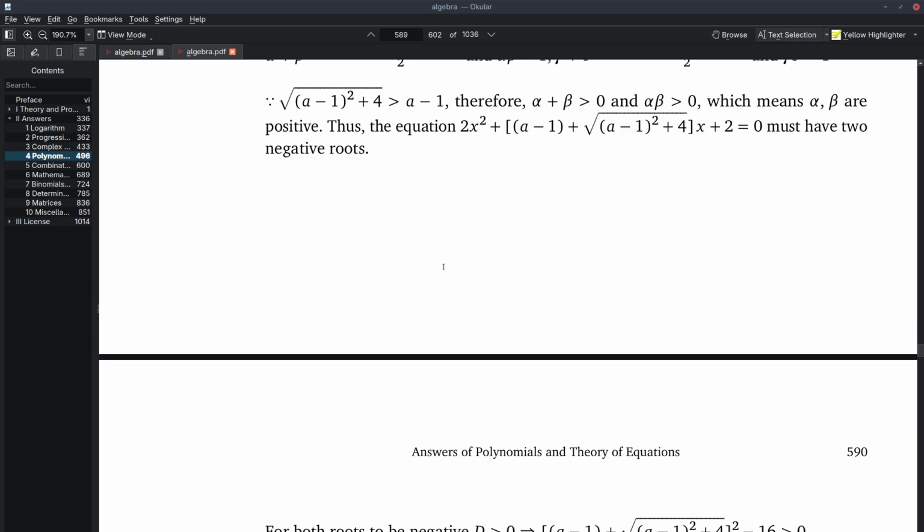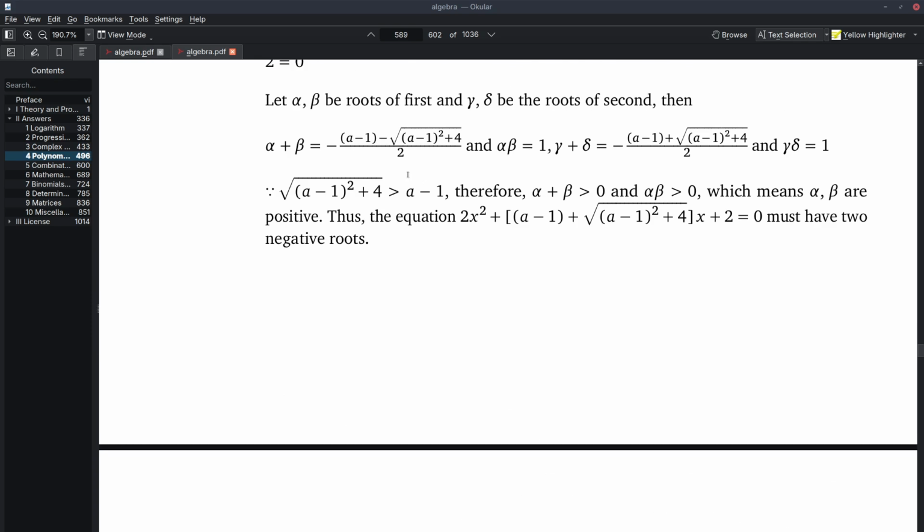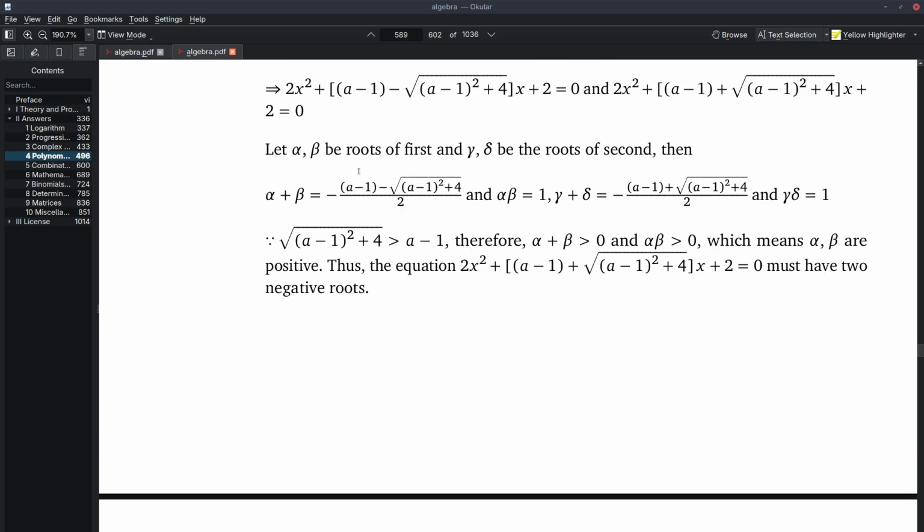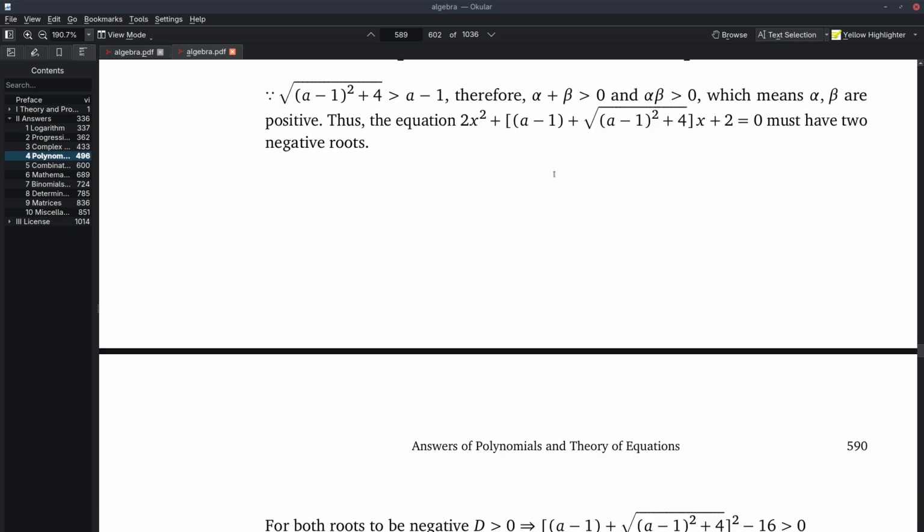Alright, I think I made a mistake by saying that this is greater than a minus 1 because the roots are negative. That is not true. This will always be greater than a minus 1, it's a simple inequality. So the first equation will have positive roots, and this one will have negative roots.